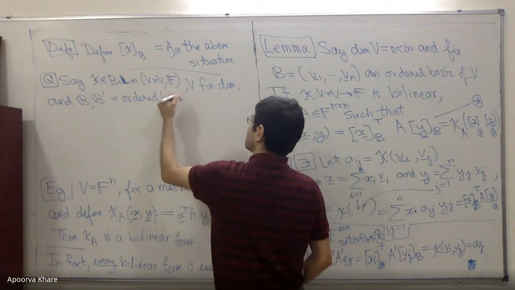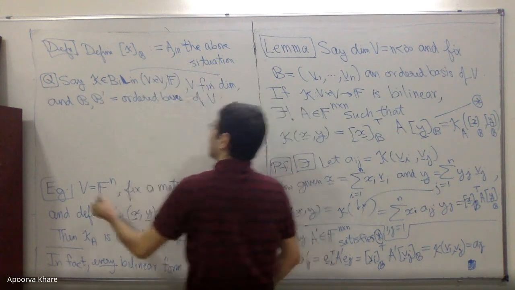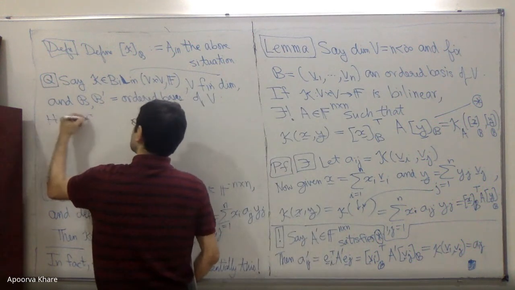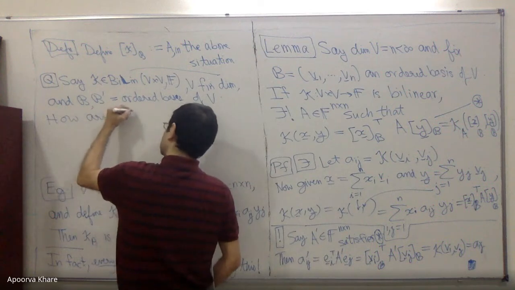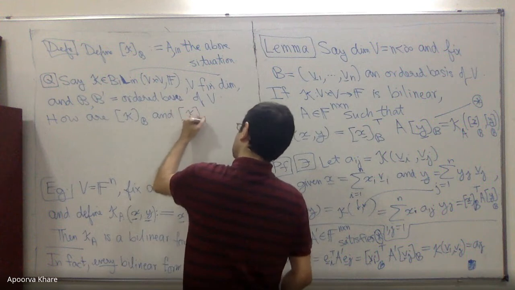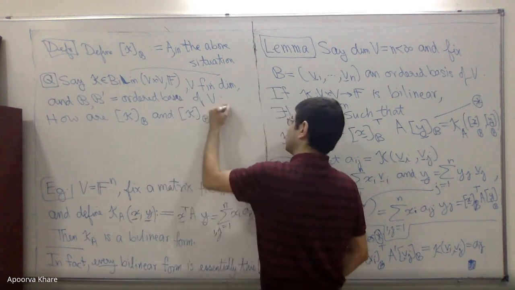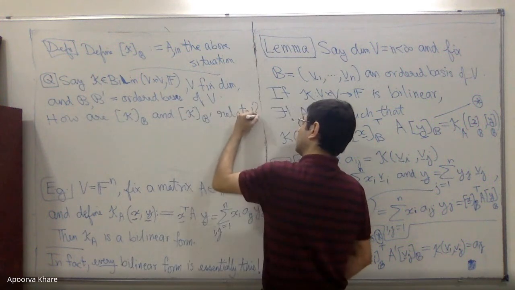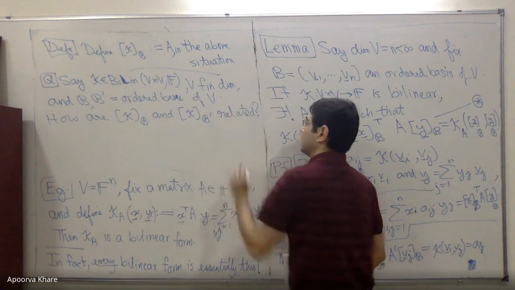Ordered bases. How are the matrices this and this related? It's very natural to us, right?